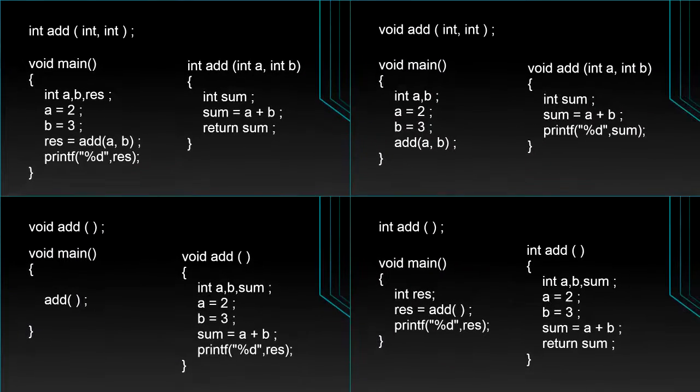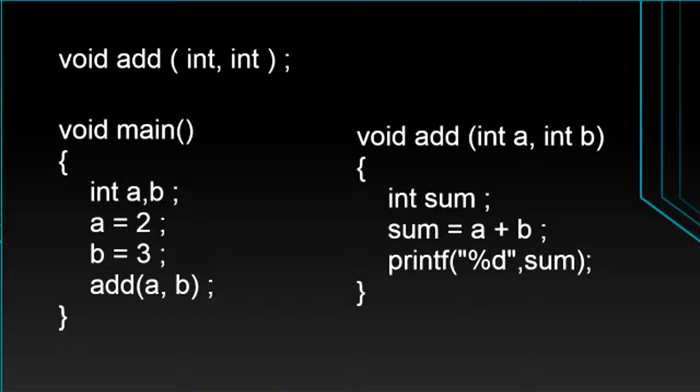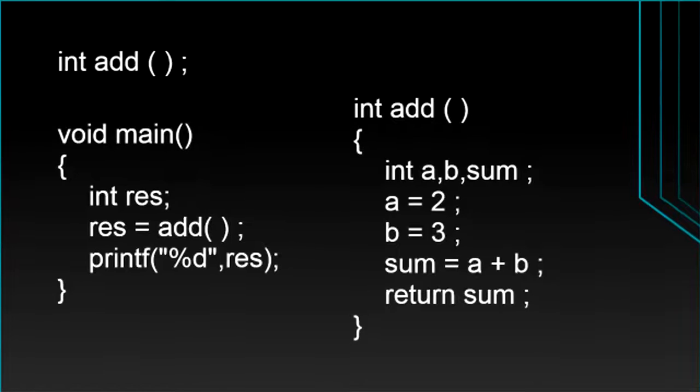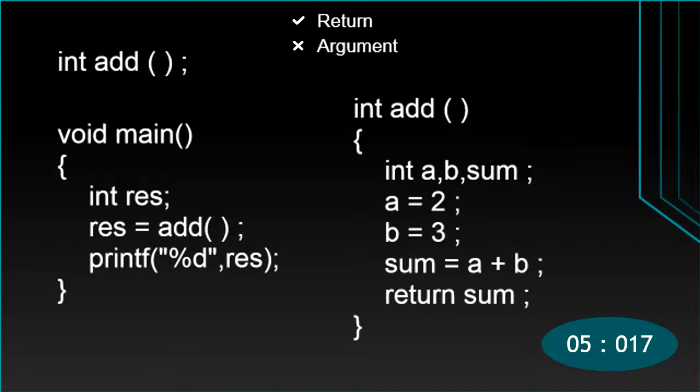Now, let's move on to the next function. In this function, we are not returning the sum. Instead, we are printing it in the add function itself. Note that if you are not returning anything, the return type will be void. Here, you will have to tell me in which way this program is being written. Yes, this program is written with return and without arguments. If you have got this right, feel free to share it with me in the comment section.